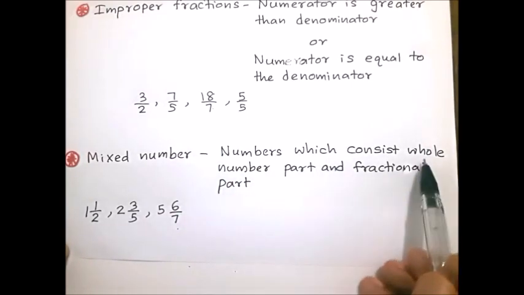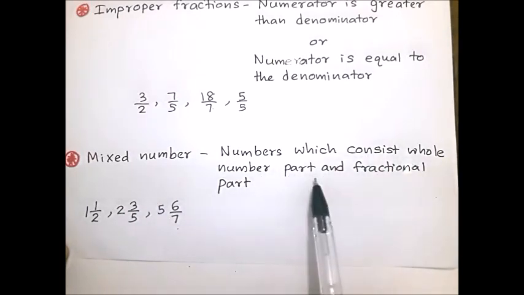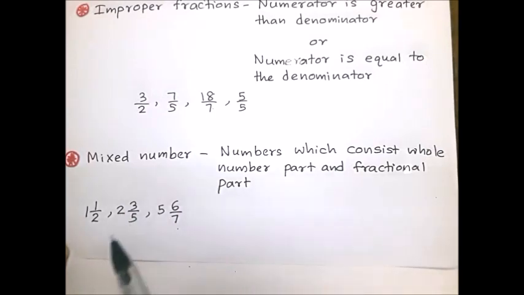These consist of a whole number part. Here the whole number is 1, here the whole number is 2, here the whole number is 5. It consists of a whole number part and a fractional part. The fractional part is here half, here 3 over 5, here 6 over 7.